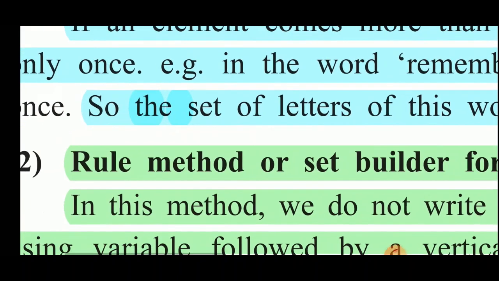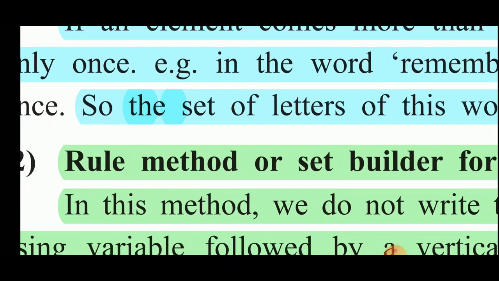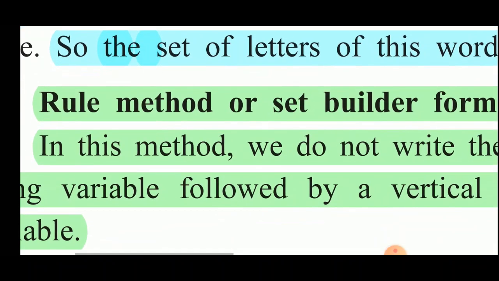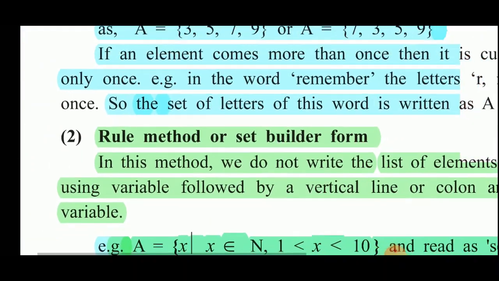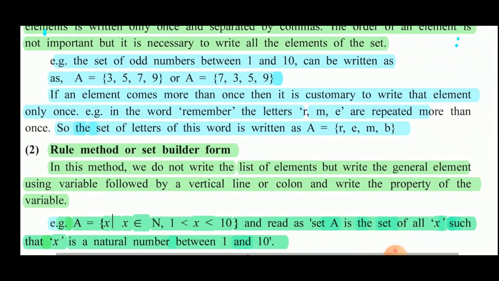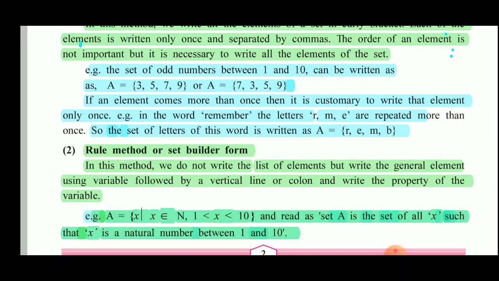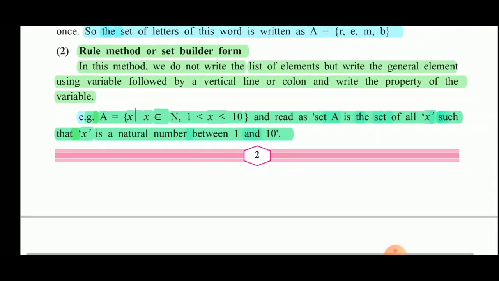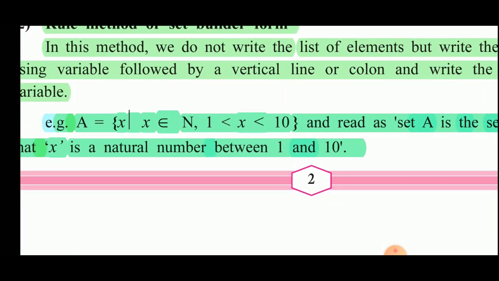Now let us see the next method of writing down the set, that is the rule method or the set builder form. Again, from the name you can understand. Rule method means we have to write down the rule by which the given elements are in the given set. So in this method, we do not write down the list of the letters, but we write down the general element using a variable, followed by the vertical line or the colon, and then write the property of the variable.